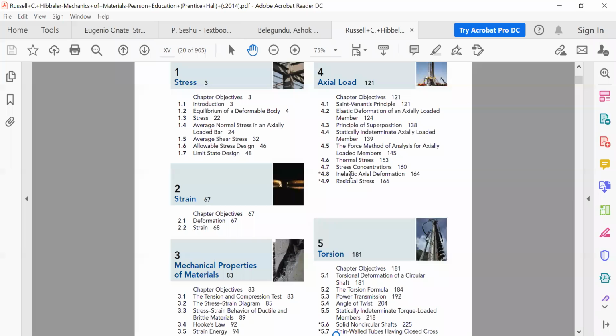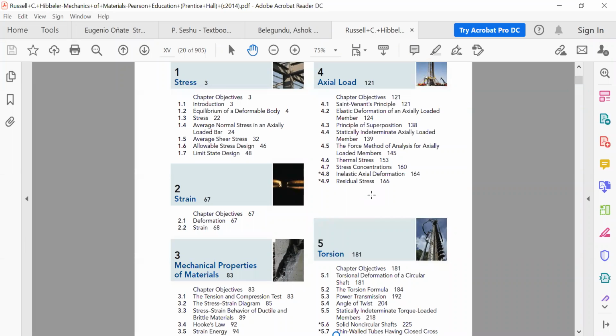In axial load, we will be talking about machine elements which are subjected to different types of loads. Calculation of stress generated in them, calculation of strain generated in them. And the classification of machine elements into statically determinate and statically indeterminate members. The concept of thermal stresses will be there, and many other things will come up as far as chapter 4 is concerned.